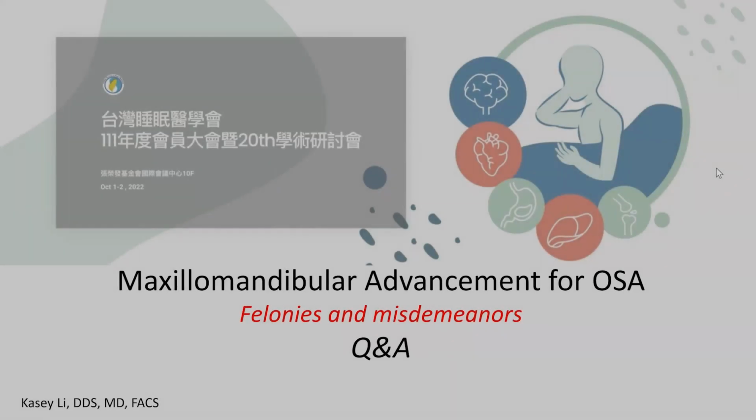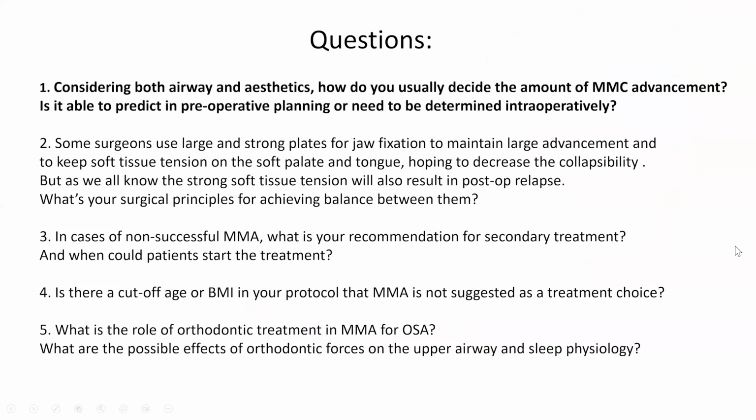I'd like to answer the following questions that have been raised by the audience. Number one, concerning both airway and aesthetics, how do you usually decide the amount of advancement? Well, I want to emphasize that every jaw surgery case is an airway case, and every jaw surgery case is an aesthetic case, okay? Doesn't matter what the primary driver for the surgery is. You have to always pay attention to the aesthetics and the airway, so that at the end of the day, I have happy patients, okay?